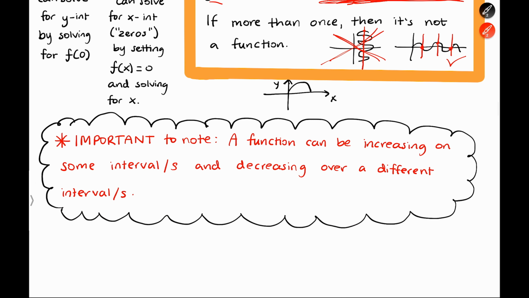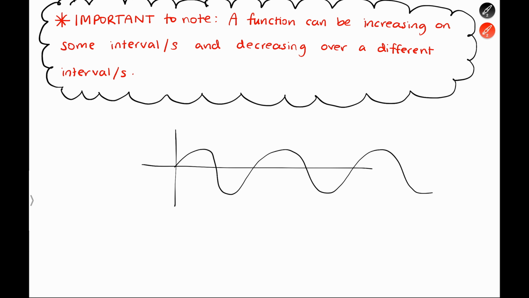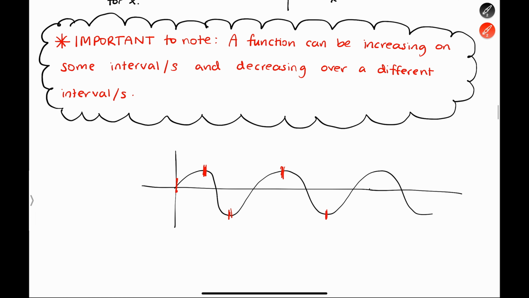And another important thing to note is that a function can be increasing on some intervals and decreasing over different intervals. So if we were to draw this sine graph again, we could see that over this interval from here to here, it is increasing, and then from here to here, it is decreasing, and then it increases from this to this, decreases from this to this, and so on and so forth. So that is another important thing to know.